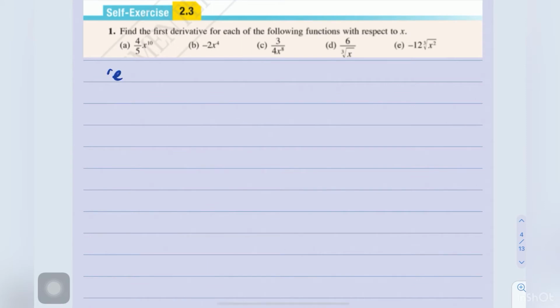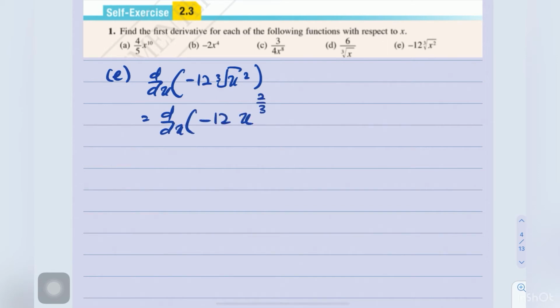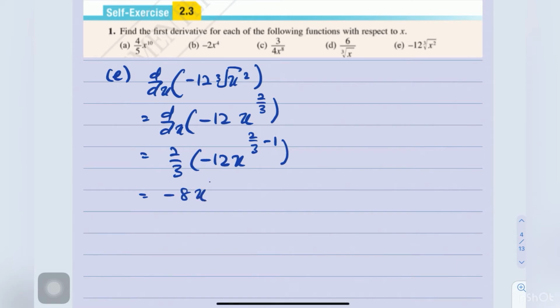Question E. Differentiate negative 12 cube root x squared. So this one becomes negative 12 x to the power of 2 over 3. Then you differentiate, we get 2 over 3 times negative 12 x to the power of 2 over 3 reduced by 1. So here we have negative 8 x to the power of negative 1 over 3, or negative 8 over x to the power of 1 over 3, or negative 8 over cube root of x.